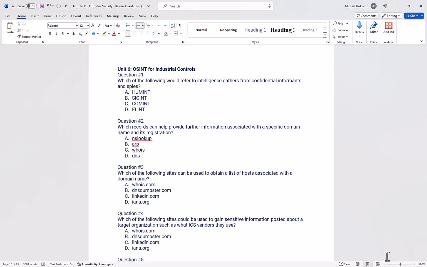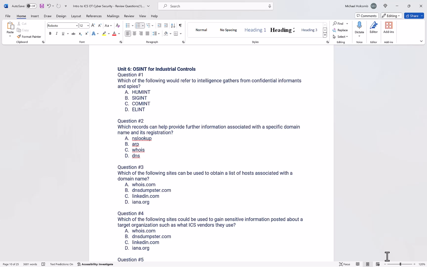Question 2, which records can help provide further information associated with a specific domain name and its registration? That was WHOIS. And we use the DNSlytics site to find that information during the course. That's the one website that I like to use, but everybody has their preference.